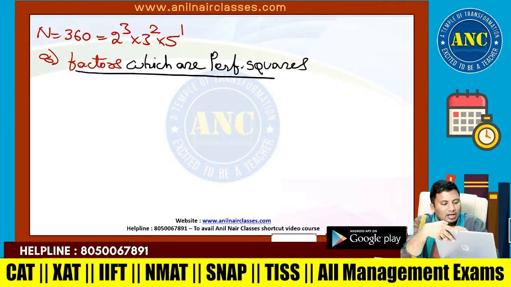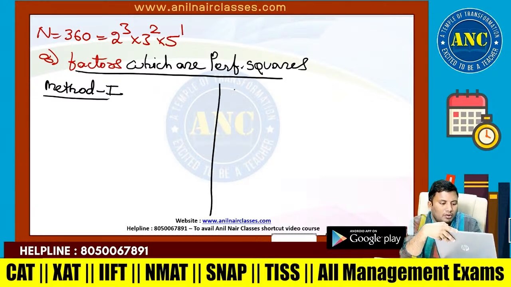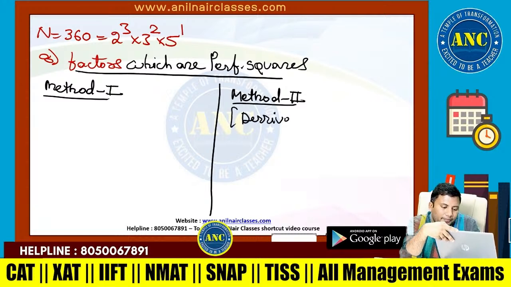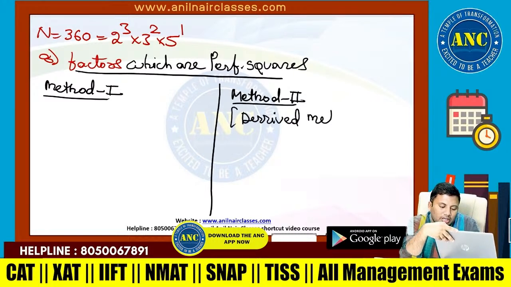Factors which are perfect squares. 2 methods. Method 1 and method 2. Method 2 is a derived method.